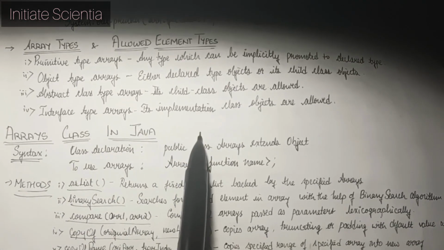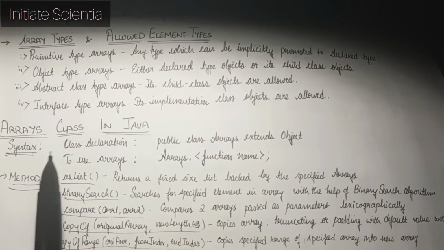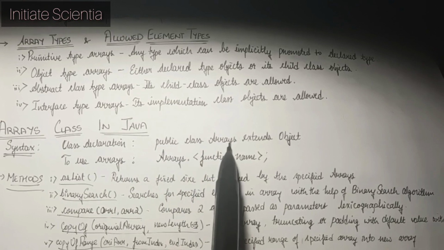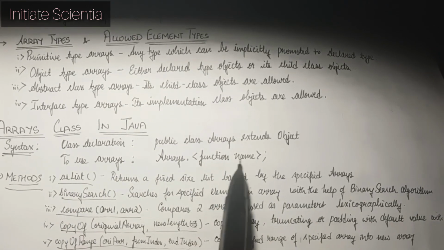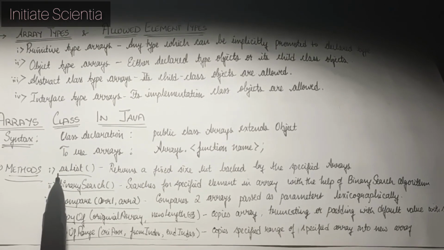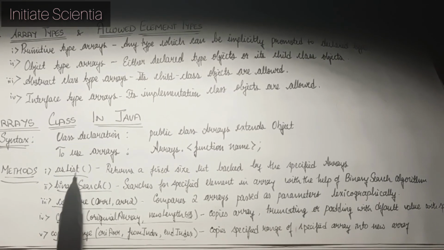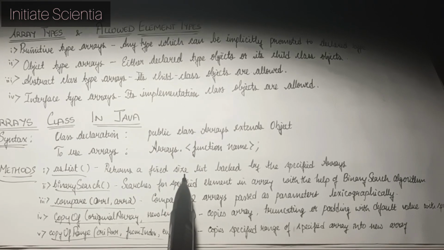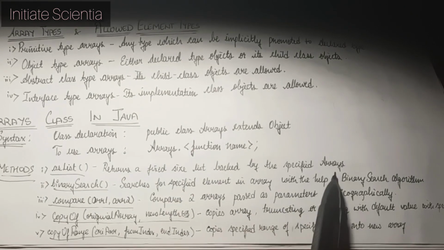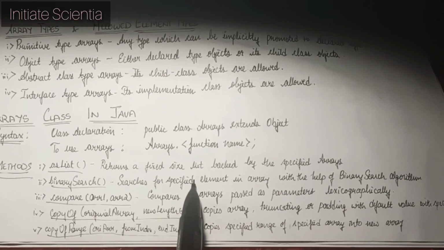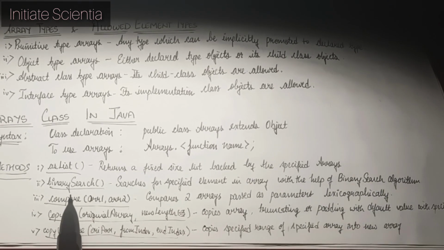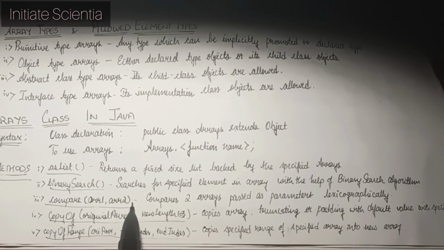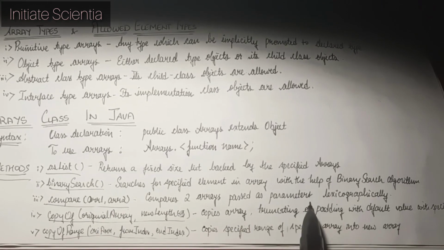Arrays class in Java. The syntax for the class declaration is public class Arrays extends Object. To use it, we can use Arrays.functionName. Now the methods for arrays are asList, which returns a fixed size list backed by the specified array. binarySearch searches for a specified element in an array with the help of the binary search algorithm. compare(array1, array2) compares two arrays passed as parameters lexicographically.